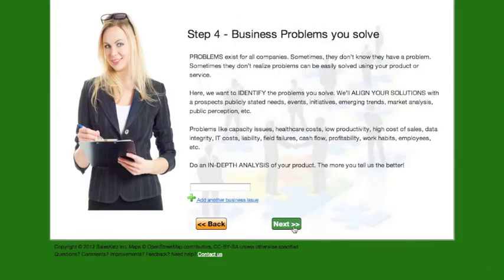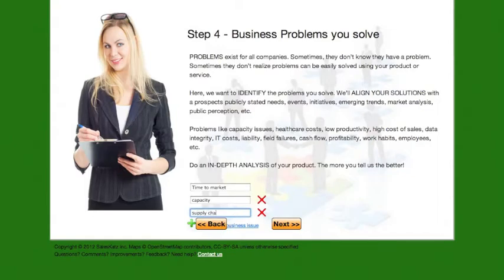Also, we need to identify the business issues or the problems that we solve. In this case, time to market, capacity issues, supply chain. These are all critical business issues that give me a competitive advantage or an opportunity to engage the customer.